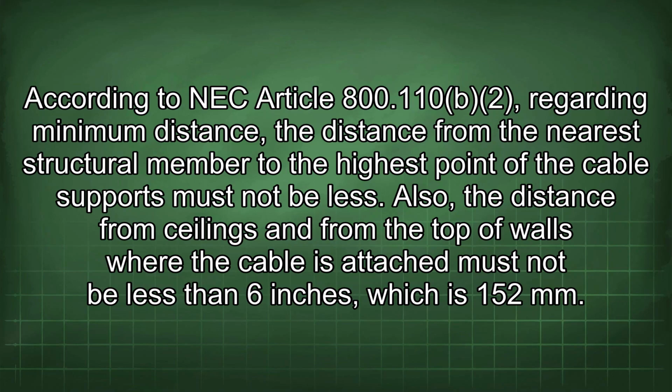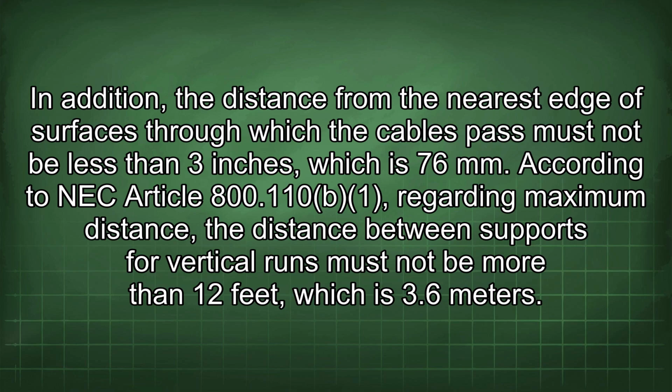According to NEC Article 800.110 regarding minimum distance, the distance from the nearest structural member to the highest point of the cable supports must not be less. Also, the distance from ceilings and from the top of walls where the cable is attached must not be less than 6 inches, which is 152 mm. In addition, the distance from the nearest edge of surfaces through which the cables pass must not be less than 3 inches, which is 76 mm.